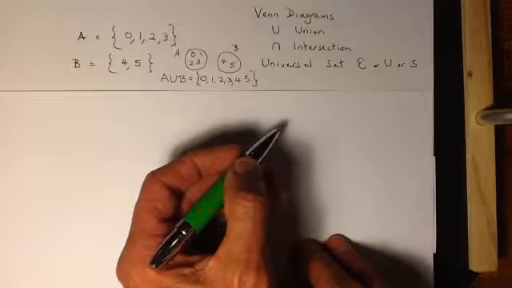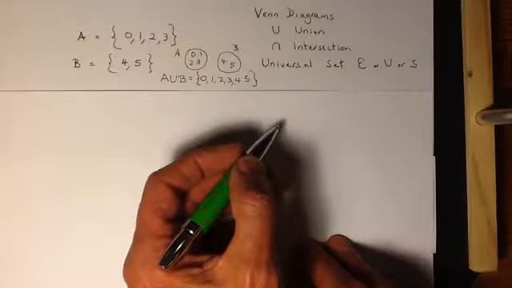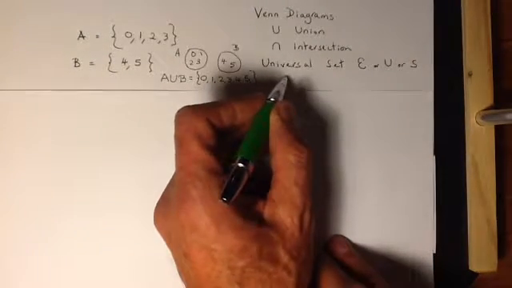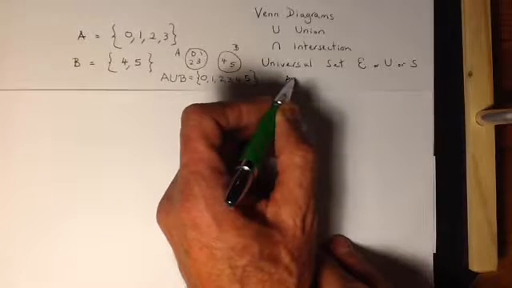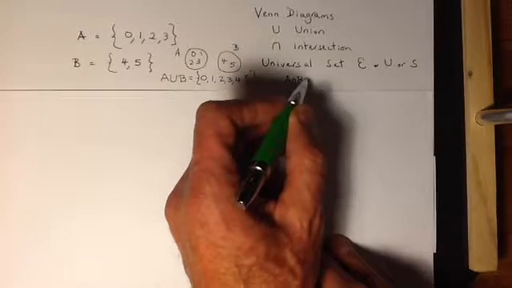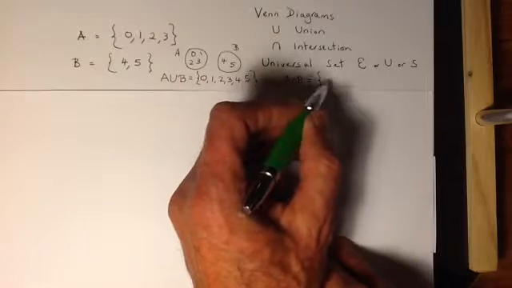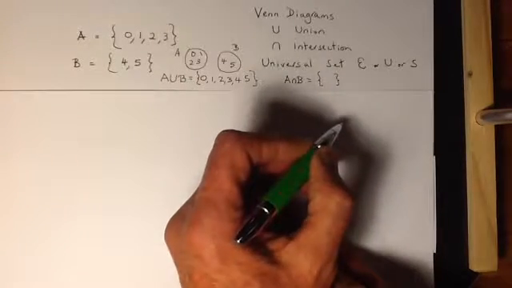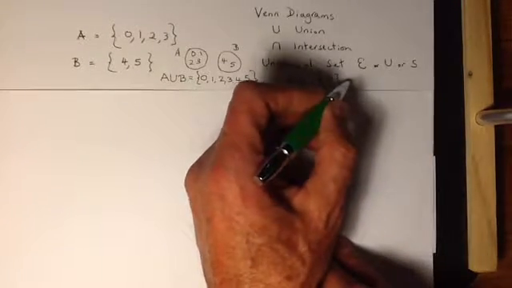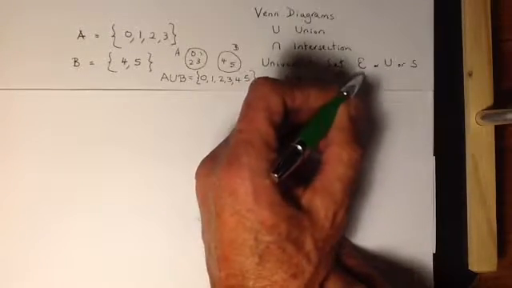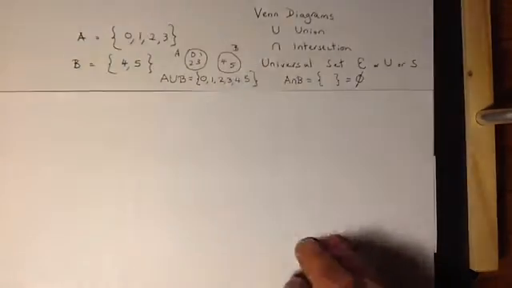The intersection is what they have in common. So in this case, the intersection of A and B is the set with nothing in it. And we have a fancy symbol for this, of course, which looks like this.